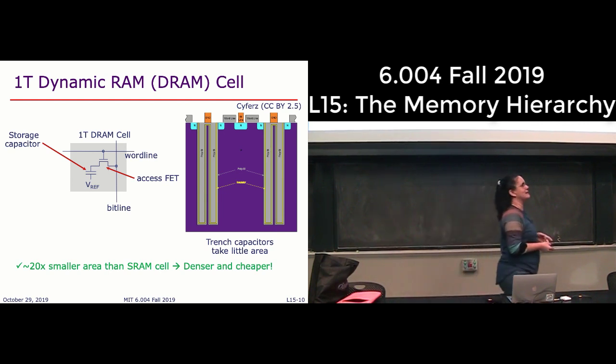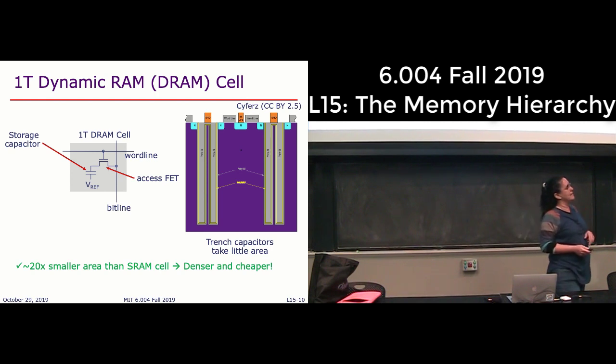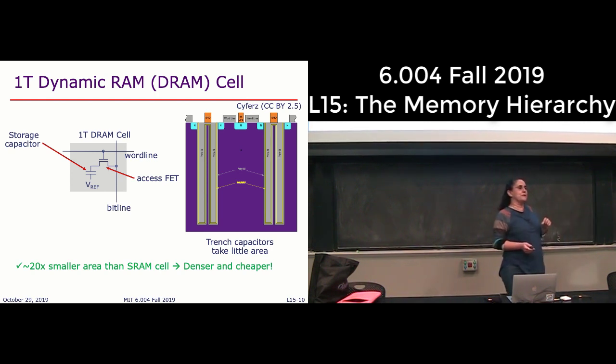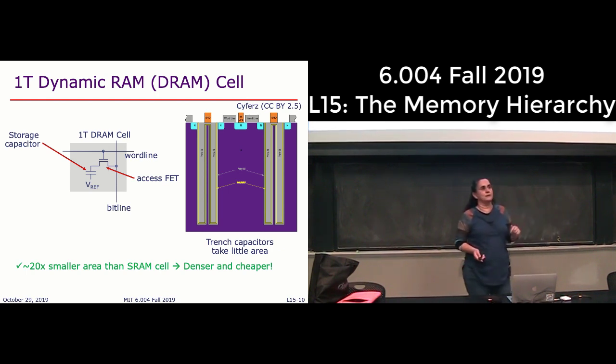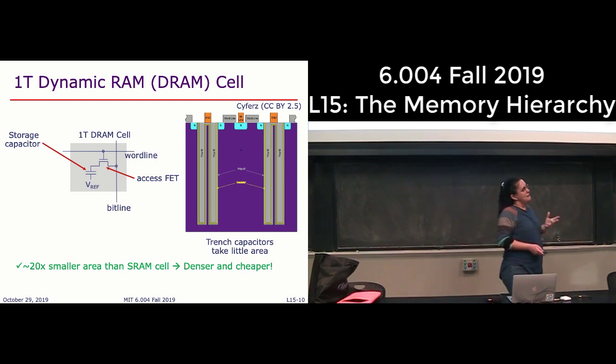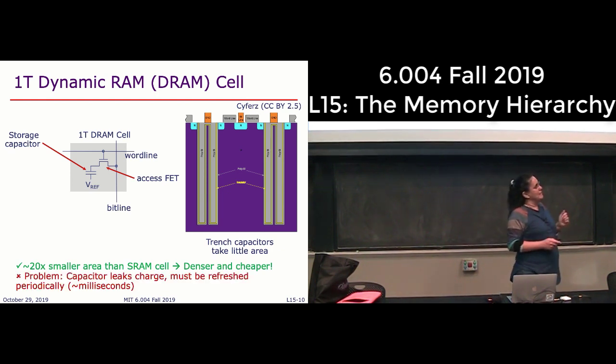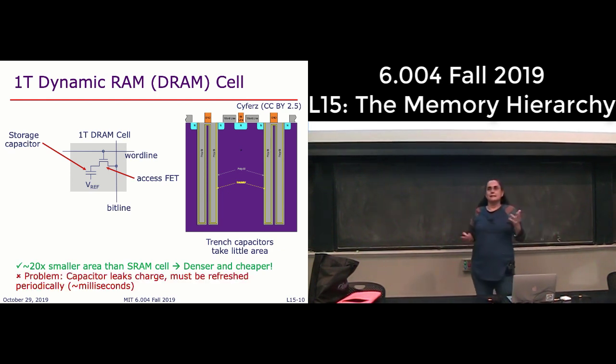What's good about it is that because of the way that they're designed, they're really, really small, and so they're much, much denser than our SRAM cells. In fact, they're about 20 times smaller than our SRAM cells. But the problem with them is that the capacitor leaks.